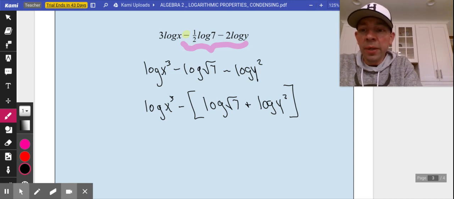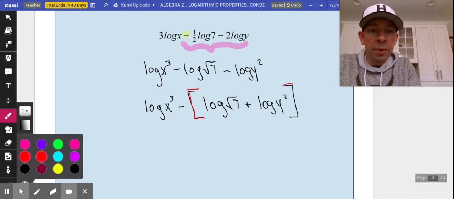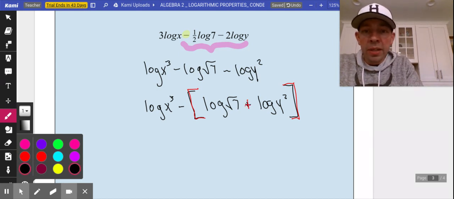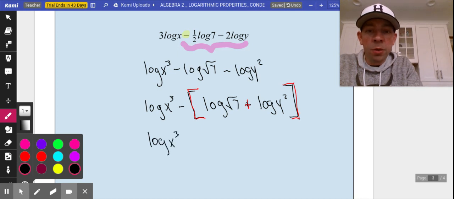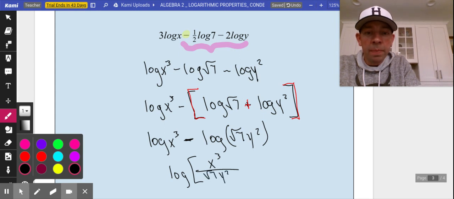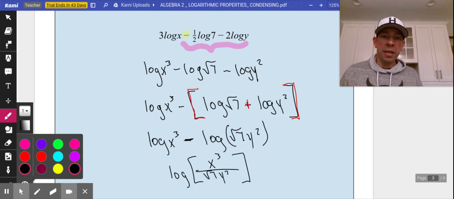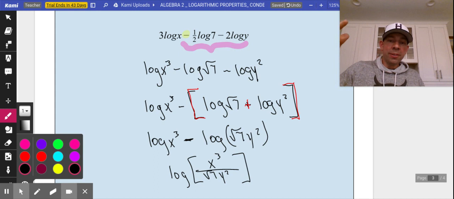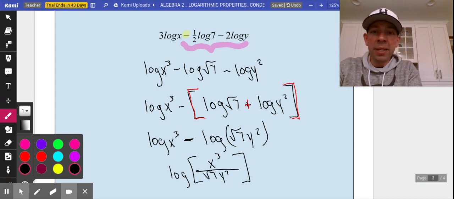Now what you want to do is take care of simplifying what's in these parentheses first. So I'm going to go product rule. So I've got the log of x cubed minus the log of radical 7 y squared. And then I'm going to go division. I'm going to use that quotient rule and go log of x cubed divided by radical 7 y squared. So now all of a sudden, it looks like almost the same answer. The x cubed's on top, the y squared's on the bottom. The only thing that changed is the radical 7 is now in the denominator, and that's all because of this sign right there.